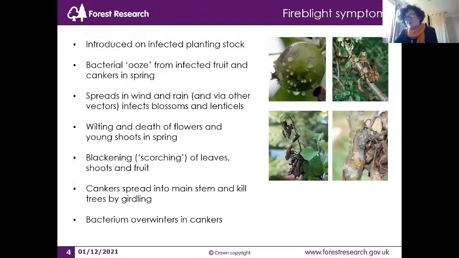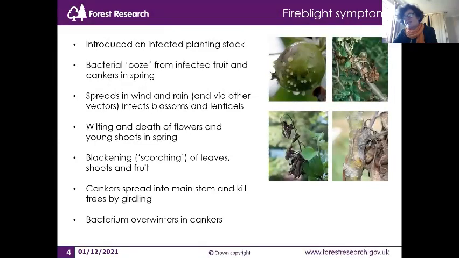It primarily infects blossoms and also lenticels on young shoots, and it causes the wilting and death of the flowers and the young shoots in the spring. You can see the top right and the lower left photographs showing the classic symptoms of blackening and scorching of the leaves and the shoots. It's this scorched appearance that gives the disease its name. It looks like the affected foliage has been scorched by fire.